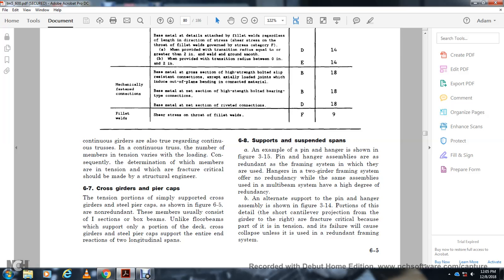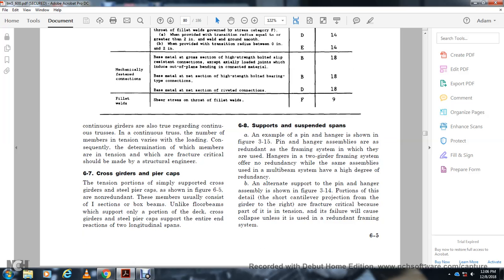6.8 Supports and suspended spans. Example: the pin and hanger is shown in Figure 3-15. The pin and hanger assembly is used with a redundant framing system in which the hangers are in a multi-girder framing system, whereas a two-girder framing system has no redundancy, the same assembly in a multi-beam system having a high degree of redundancy. Alternative support with the pin and hanger assembly is shown in Figure 3-14, a portion of the detail of a short cantilever projection from the girder to the right, all fracture critical, but as part of the attention, failure could cause collapse, less so in a redundant framing system.